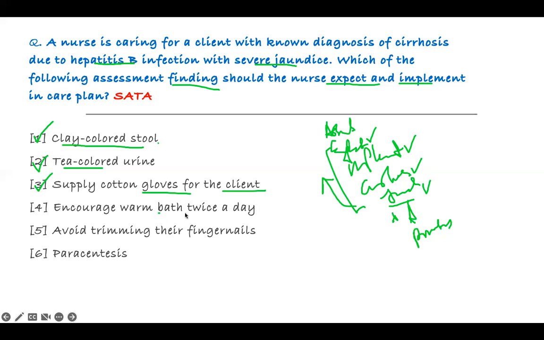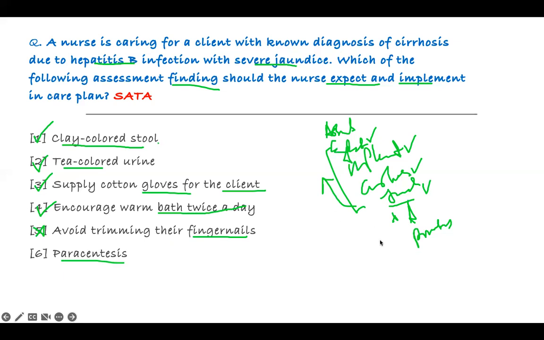Encourage a warm bath twice a day. Well, when you have pruritus, when you scratch, your skin gets dry, okay? And therefore, if you take a warm bath, it will cool the skin and that will prevent them from scratching. Avoid trimming their fingernails. Well, that is bad. It's all jaundice. If the fingernails are long, when they scratch, they break their skin and they get infection. So therefore, we cancel this.